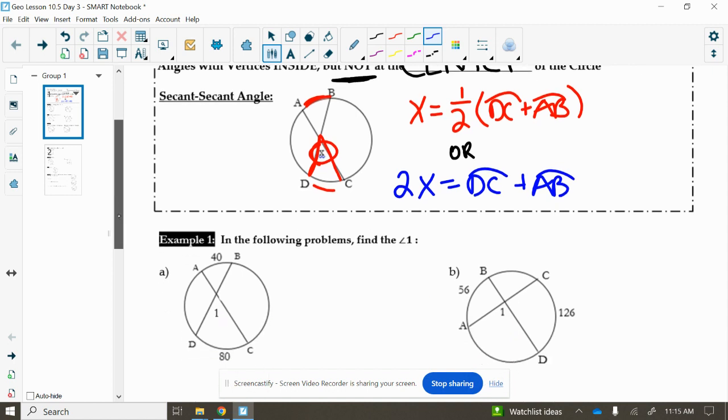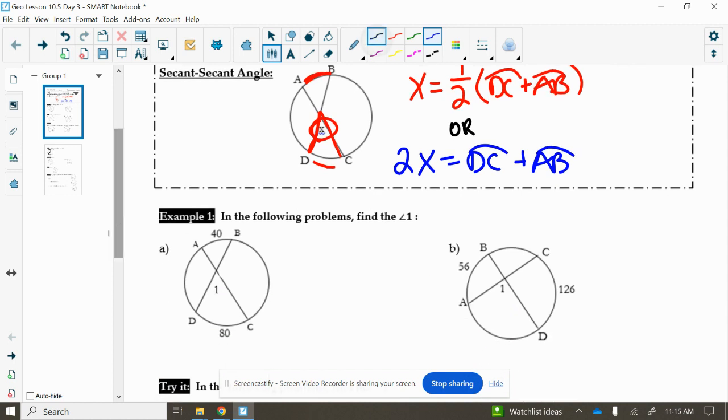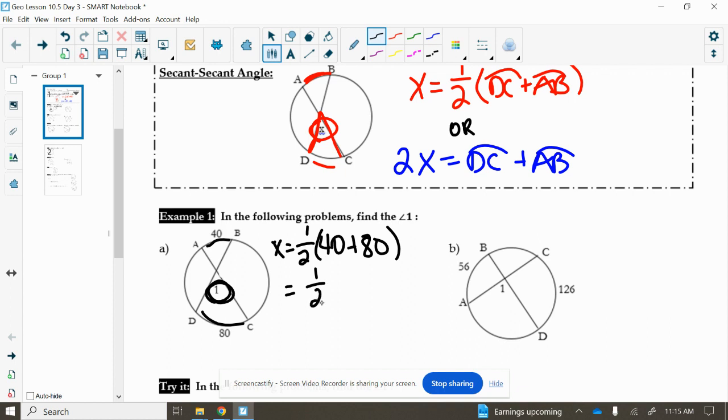So let's look at some examples of that. So down here, if we are looking for the measure of angle 1, again, we want to take those 2 arcs that it's opening up onto, and we know that the measure of angle 1, I'll just call it x right now, is 1/2 of arc plus arc that it's opening up onto. So 1/2 of 80 plus 40, which is 120, is 60 degrees.